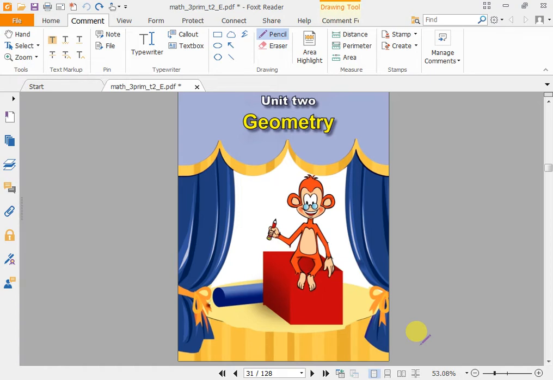Hope you are fine. In our mathematics lesson today, we will need our pencil, our mathematics book, and our attention. We will start with our second unit, geometry. Geometry is the study of shapes, solids, and their properties.